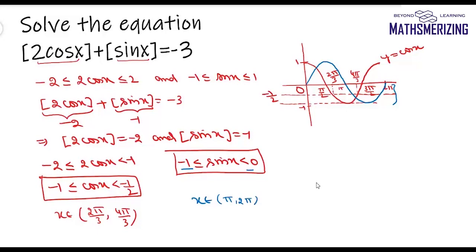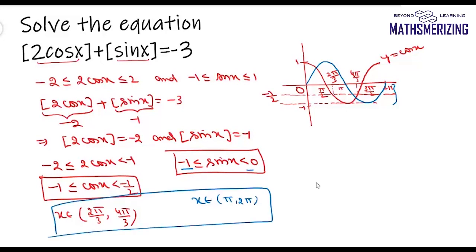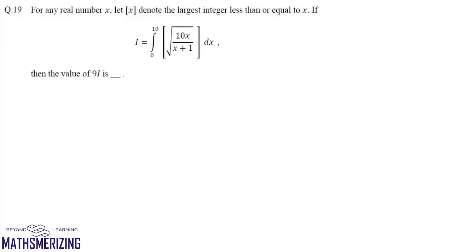pi and 2 pi. So now I need to take the intersection of these two conditions. If I take the intersection of these two conditions, then the value of x should be greater than pi but less than 4 pi by 3. So the answer to this question is simply the value of x should lie between pi and 4 pi by 3. And finally we have this question.